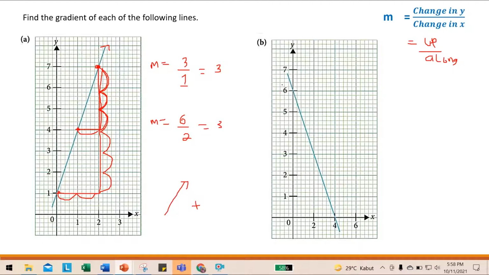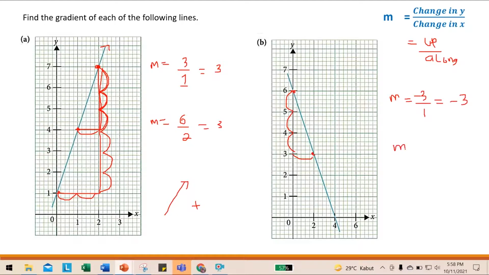Next, question B. Take a look here. The line slopes downwards from left to right. So the gradient is negative. So let's choose 2 points on the line with coordinates that can be read easily. For example, 6 and 3. So how far up? Because this slopes downward, 1, 2, 3. Negative 3 out of how far along? 1. Negative 3 divided by 1 is negative 3.